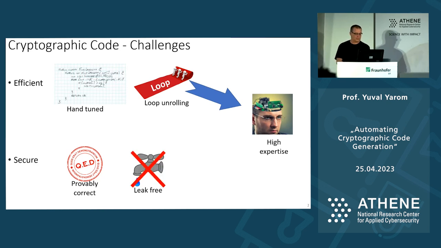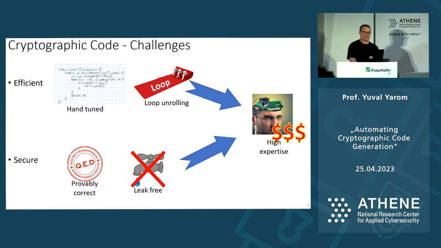The other thing that it needs to be, to be secure, is it needs to be leak-free. We don't want internal values of the cryptographic scheme to leak outside, because that breaks the cryptography. And again, this requires a high level of expertise, either for running proof systems or for verifying that code doesn't leak. And the problem with high expertise is that it is extremely expensive. So we end up paying a lot of money to people who know how to do that, or we pay them a lot of money if they're in academia, and they write our code for us, and that's expensive.